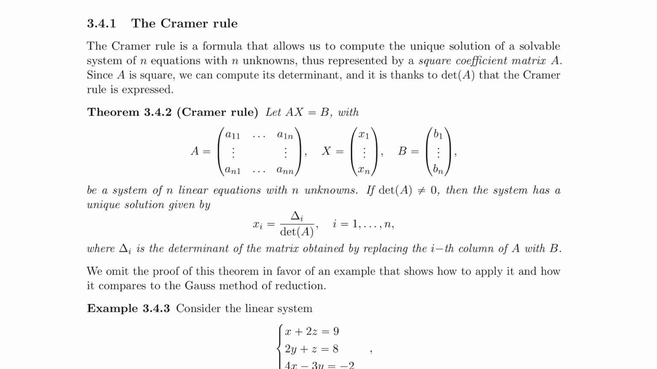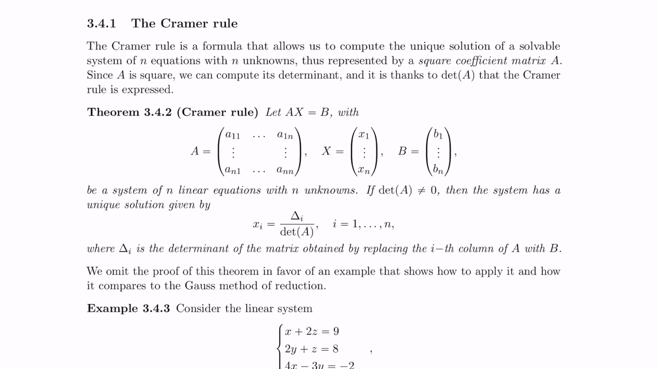In Lesson 9, we have learned how to simplify a linear system to a form in which it is immediately solvable by substitution, thanks to the reduction of the augmented matrix of the system in echelon form. This method has a general validity, in the sense that it can be applied to any solvable linear system with n unknowns and m equations.